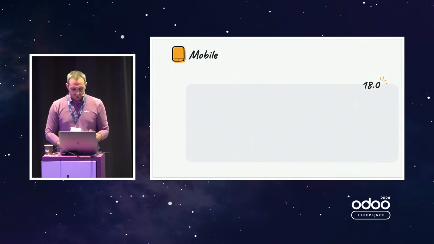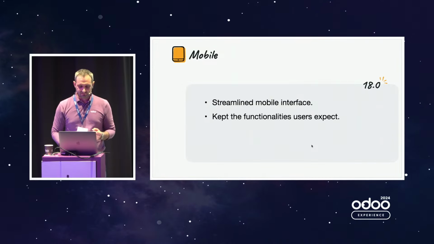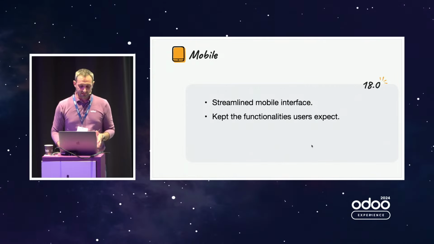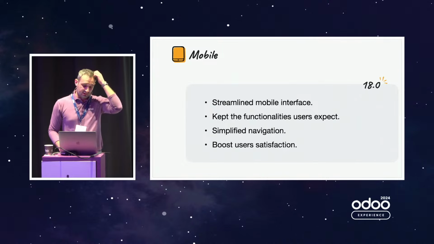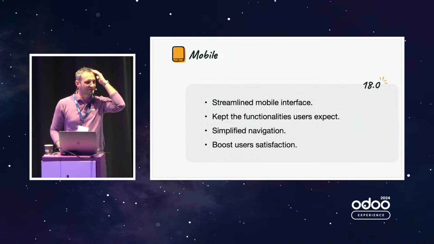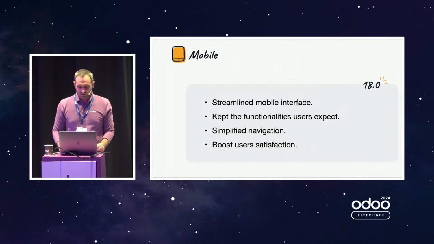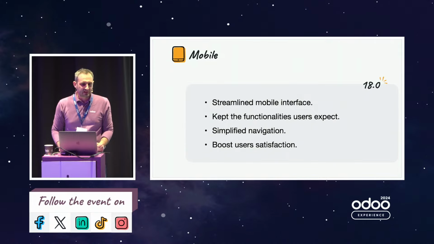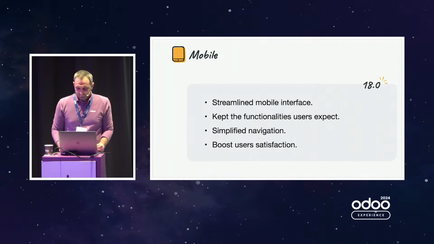So in terms of the mobile, we streamlined the mobile interface, especially for the control panel finally. We kept the functionality that the user was expecting, and we simplified the navigation, and hopefully we boosted user satisfaction, at least for our tests. And we also use Odoo internally, as you may know. We think that it is a much better solution now.